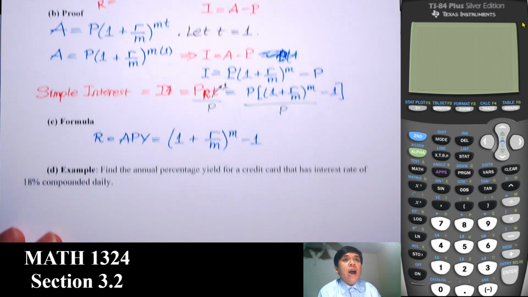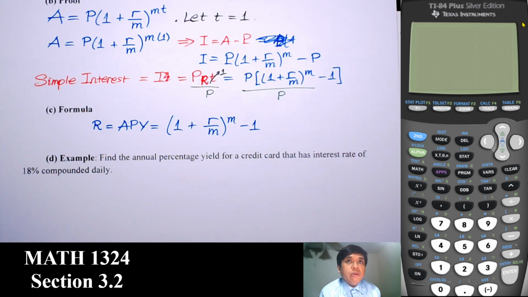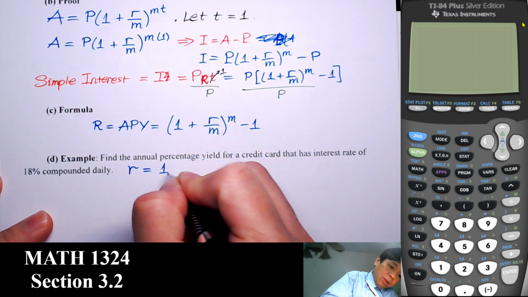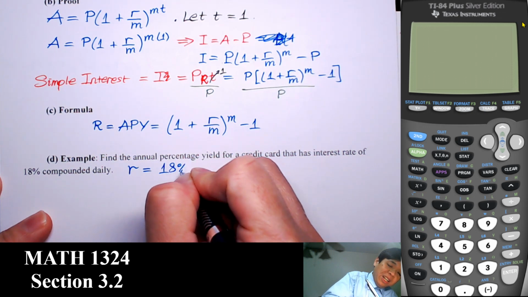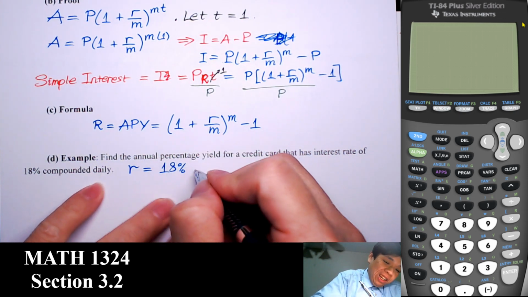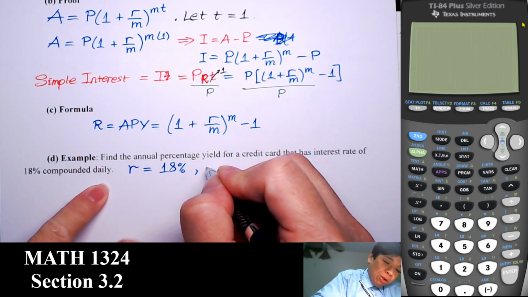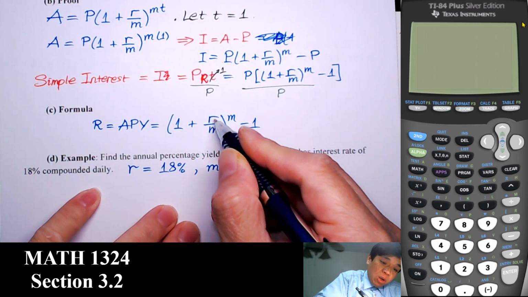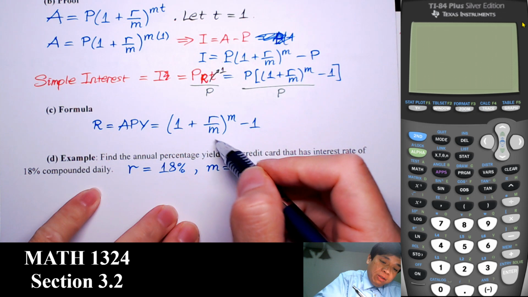Next, I'll find the annual percentage yield for a credit card that has an interest rate of 18% compounded daily. So the rate is 18%, but that's for the whole year. If it were 18% daily, every day, that would be extremely high. Daily, so it will be 365 times, and that's all we need. We have an R and we have an M.